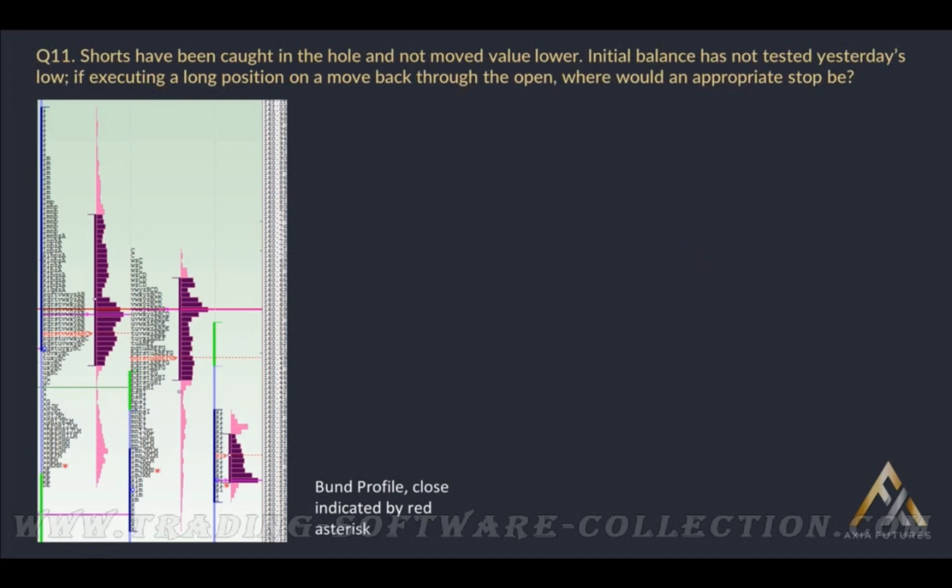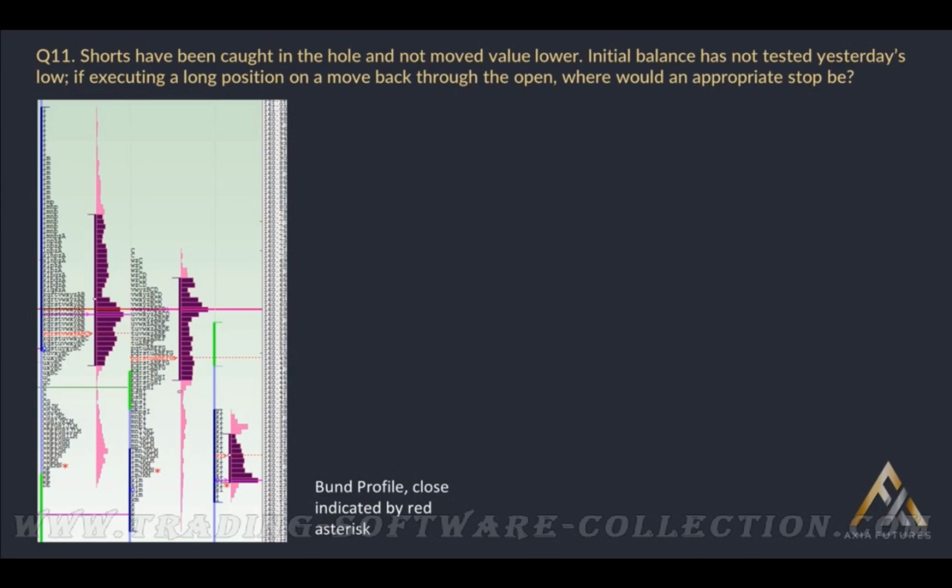Now, hopefully you will have noticed on the first question that this is a case of shorts being caught in the hole. The market has closed below value. It has closed lower volume as well. That's those two stars which show where the close is. So you're expecting the market to reverse if shorts do not see a further move through lower prices.